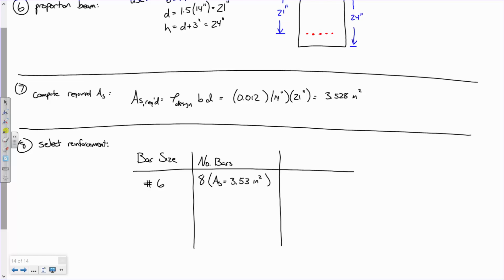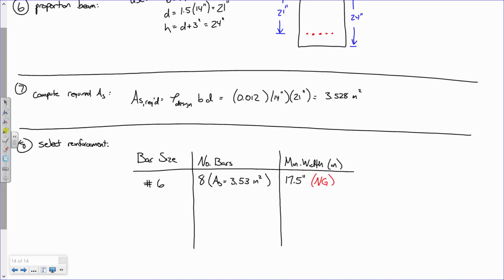17.5 inches. So the minimum width is 17.5 inches. What does that tell you? This isn't a good option, so I'm going to say no good.